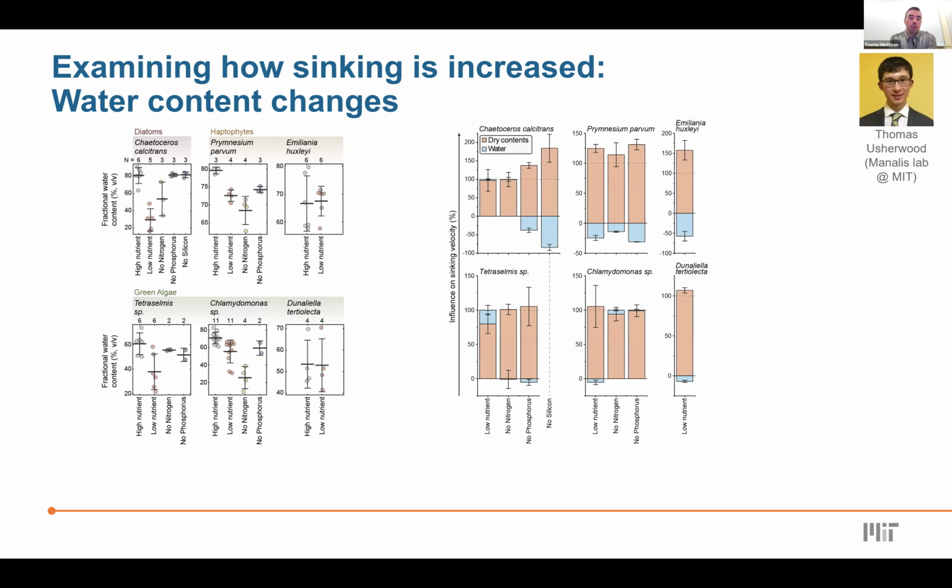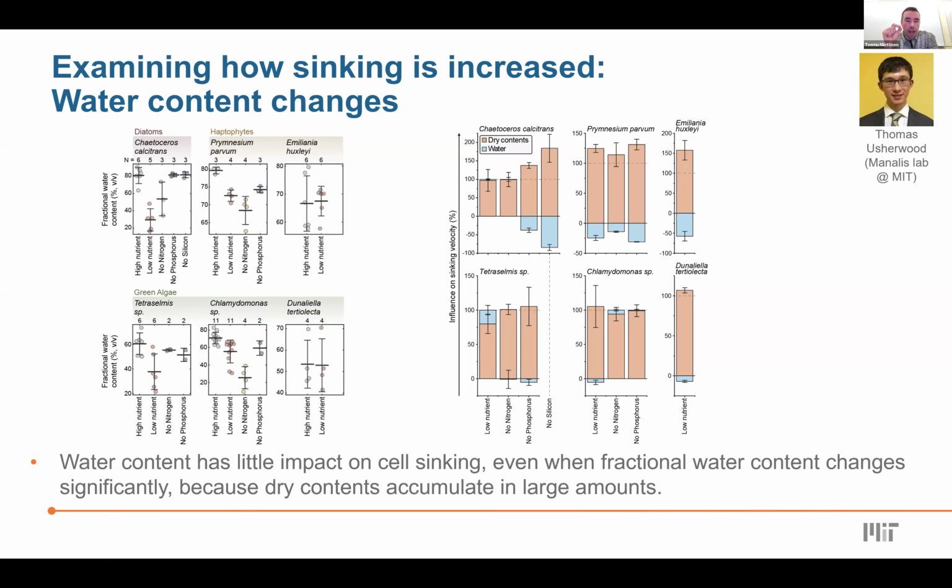And quite surprisingly, if we take these water content changes and we then try to estimate how much they really matter for the sinking velocity, we find that they really don't. So in all the algae that we've looked at, what happens is that the cells are always accumulating a lot of dry contents. And it's those changes in dry content that drive the sinking velocity changes that we've measured. So whatever is happening with water is just not significant enough to change the sinking of a cell.